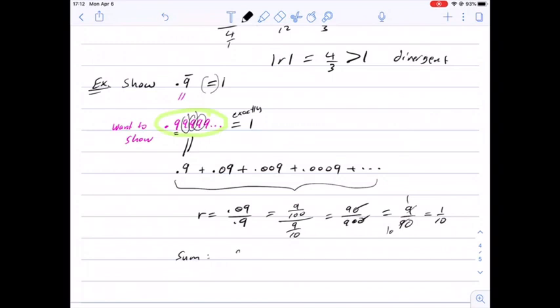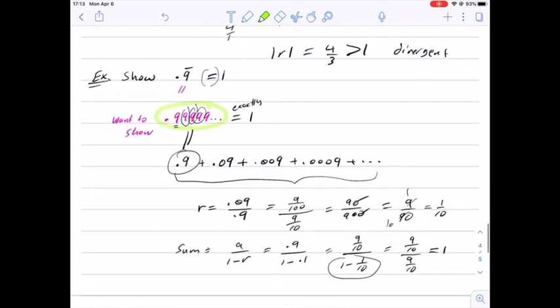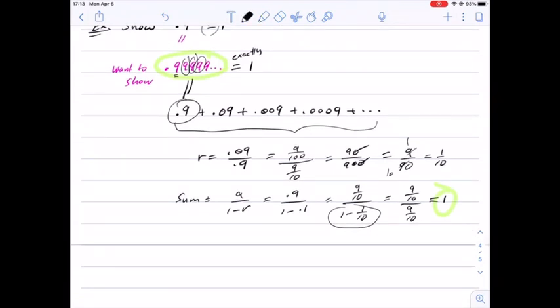Now we find the sum. The sum is a over 1 minus r. a is the first term, it's 0.9, over 1 minus r, where r is 0.1. So we can write it as fractions: 9 over 10 over 1 minus 1 over 10. Get a common denominator for this denominator. You get 9 over 10 over 9 over 10, and this is equal to 1. So we proved that 0.999 infinitely repeated is equal to 1.